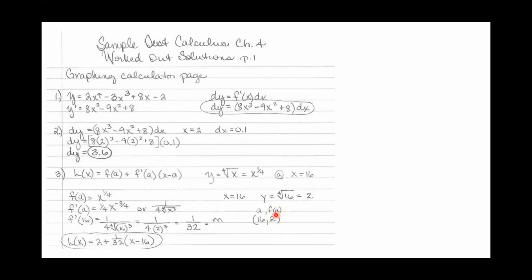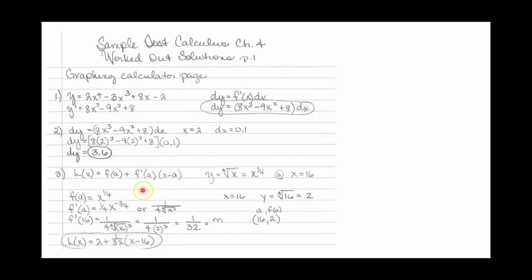So we can come over then, and again, in the place of f of a, we're going to put 2. In the place of a, we're going to put 16. So that would be x minus 16. So you can see that here. That's where our 2 comes from, and our x minus 16 comes from.